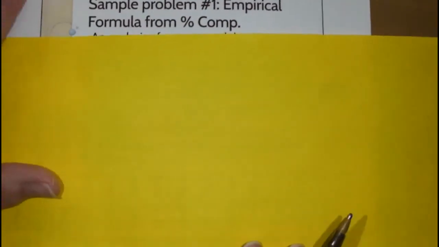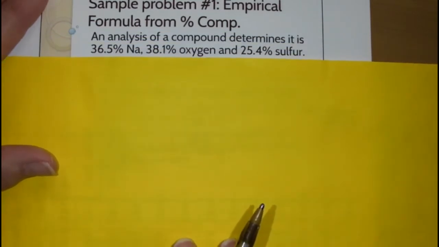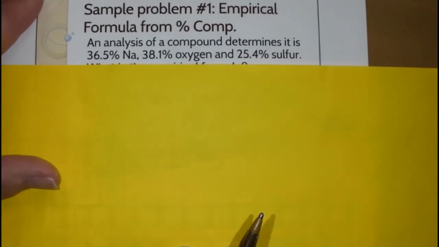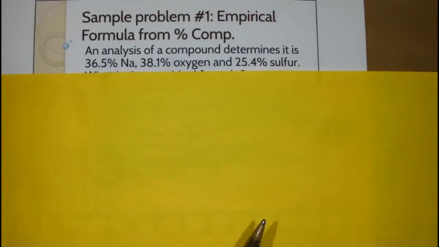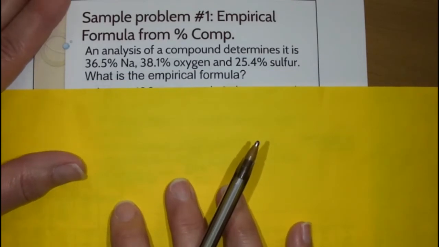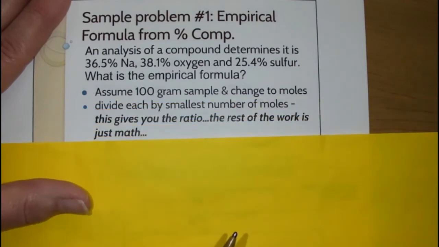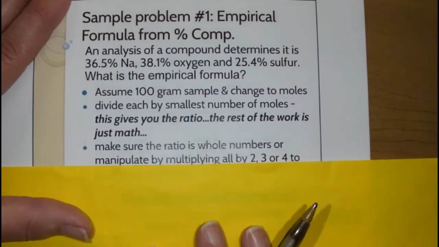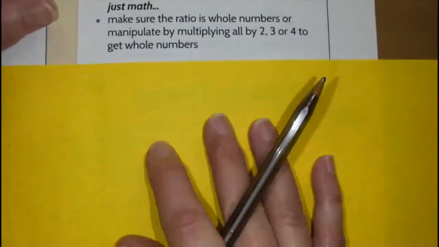So our first example problem here. An analysis of a compound determines it is 36.5% sodium, 38.1% oxygen, and 25.4% sulfur. So somebody has done a chemical analysis on an unknown compound, and that's the information that they give us. So what is the empirical formula of that compound? Well, we're going to assume we have 100 grams, change it to moles, divide by the smallest number of moles. That's going to give us our ratio. The rest of the work is just going to be math. And so we may have to do some multiplying. So let's do our first example.